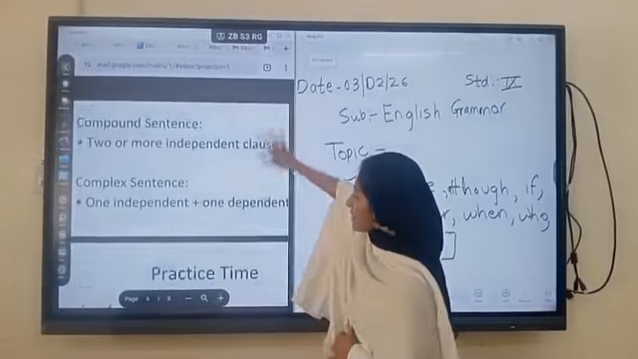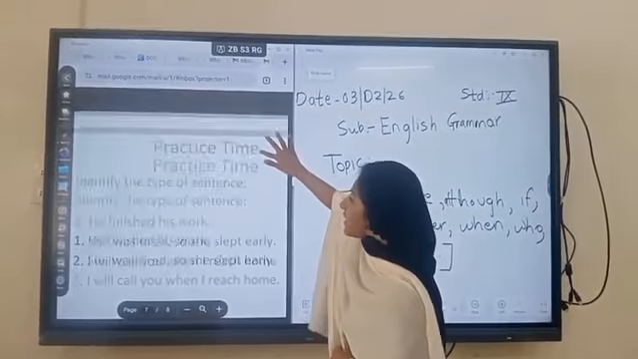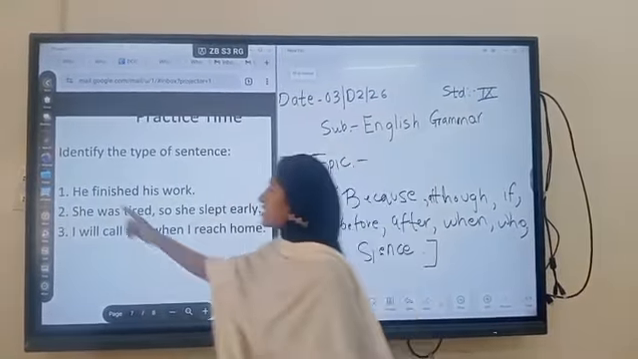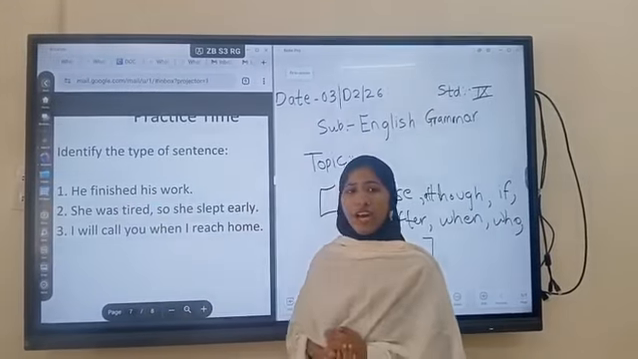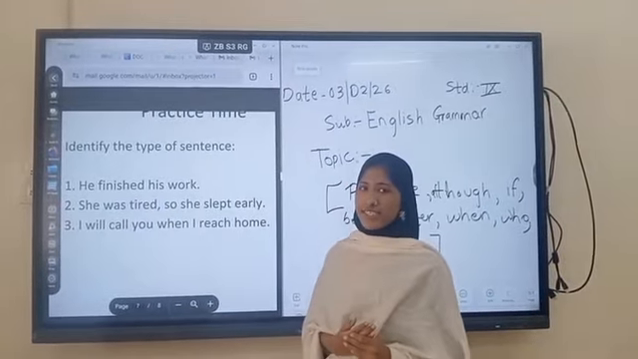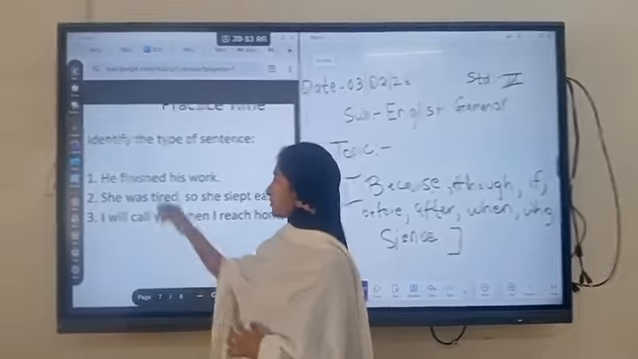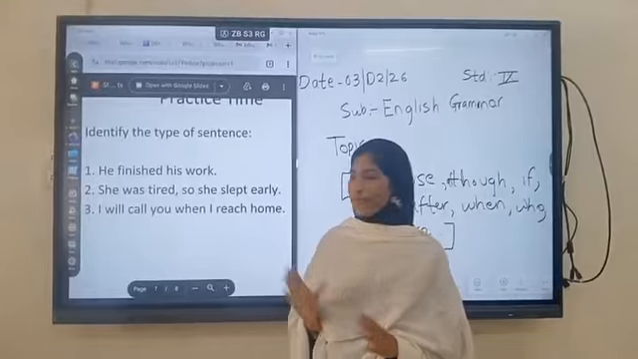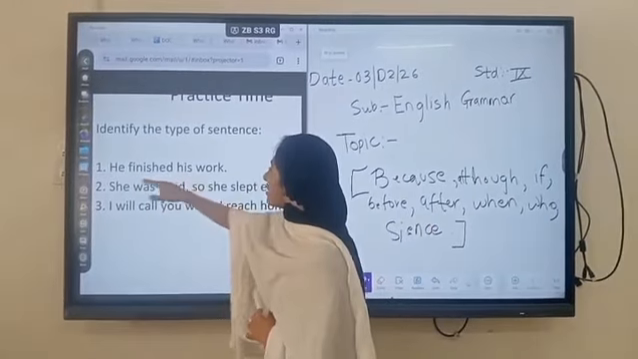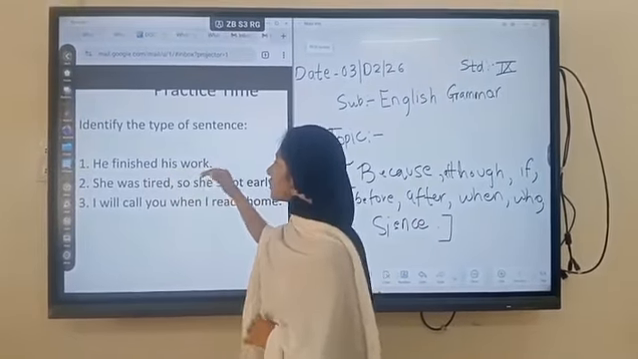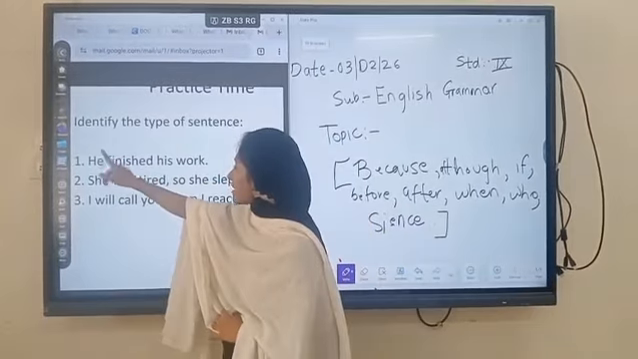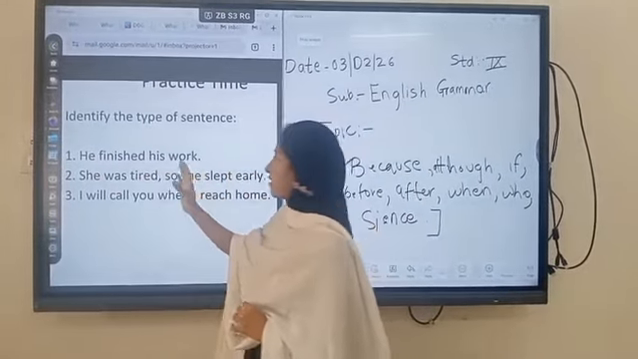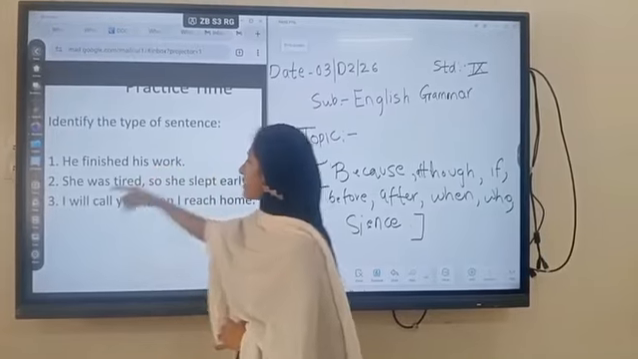Now we will solve an exercise. Identify the type of sentences. First, he finished his homework. Now, identify which type of sentence this is. He finished his work is a simple sentence. He is the subject, and finished his work is the predicate. It's a simple sentence.